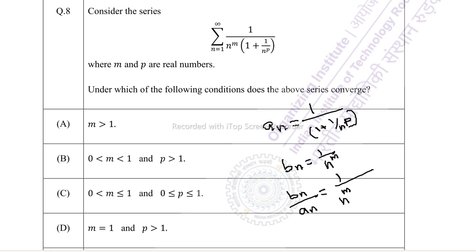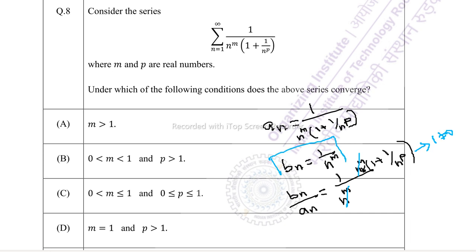Sorry, I can take the nth term as 1 by n power m, because our original nth term is n power m. So if we take this one, you'll get this n power m, so we can cancel this n power m. Now as n goes to infinity, this goes to 1. This is a non-zero number. Therefore both an and bn have the same behavior.